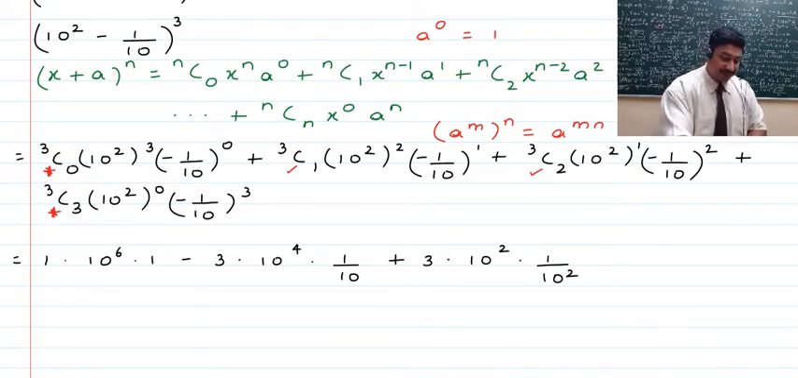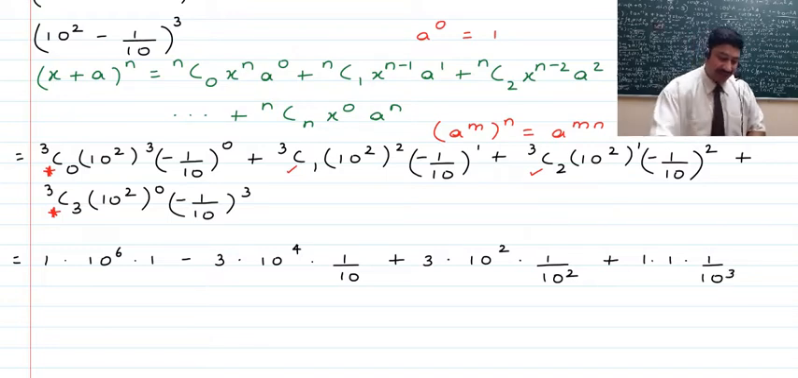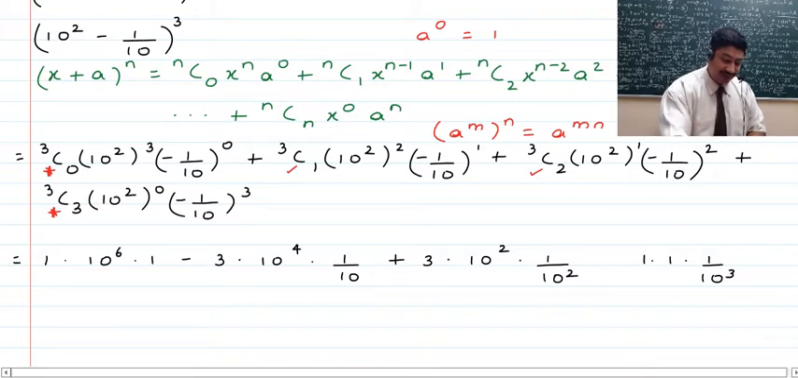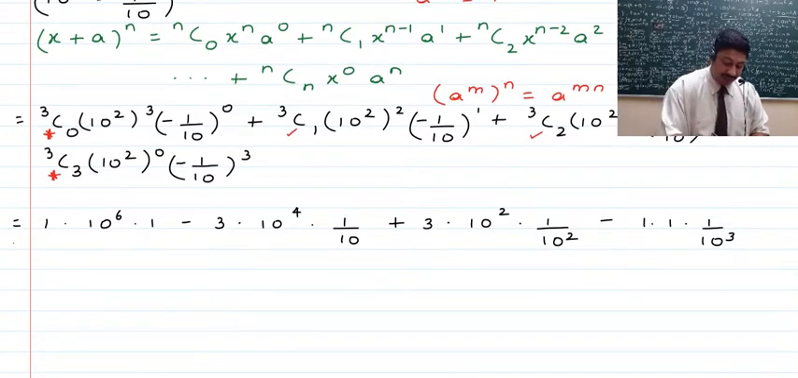Right. Next, now children, after this, we talk about 3c3, which will become equal to 1 to be multiplied with 10 raised to the power 2 whole raised to the power 0, which will again become equal to 1 to be further multiplied with minus 1 upon 10 raised to the power 3. So we will have 1 upon 10 raised to the power 3, and as minus into minus is minus, as such the final sign of this is going to become equal to minus. Now we'll further simplify all of this.